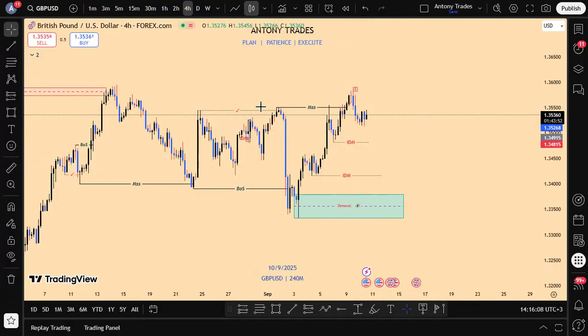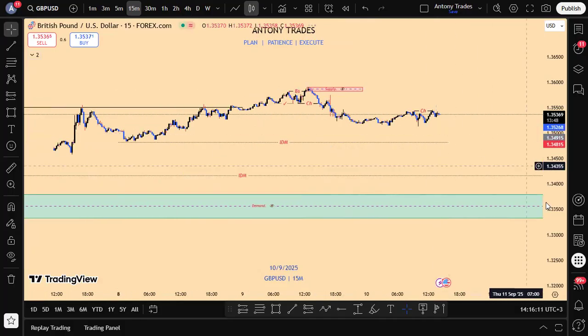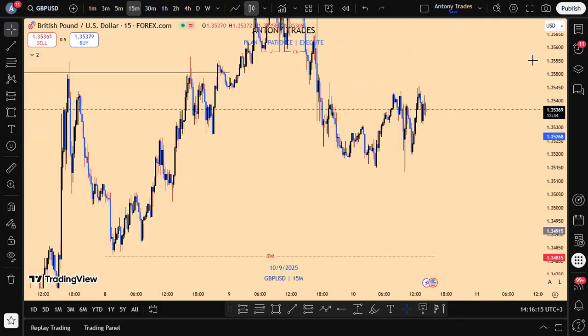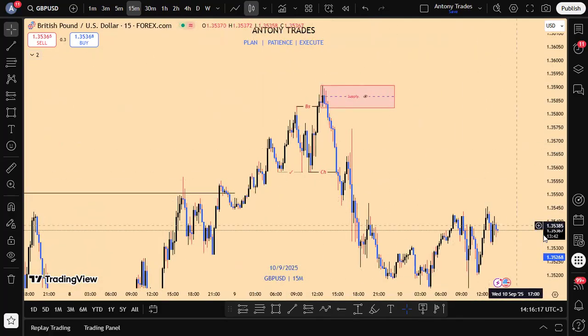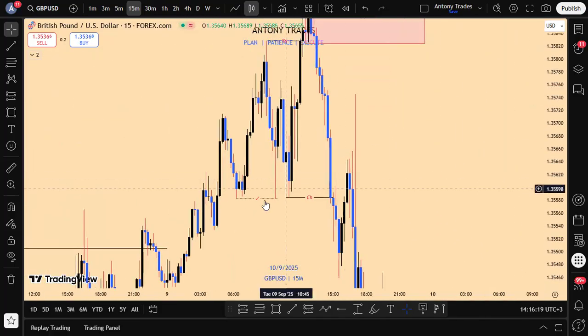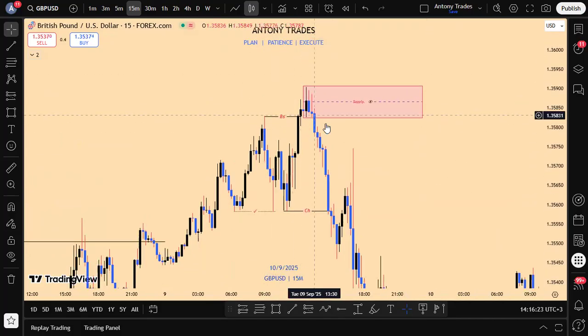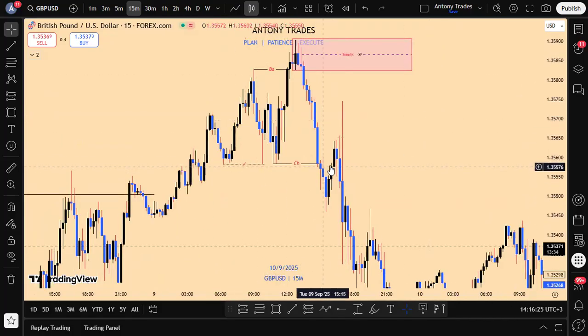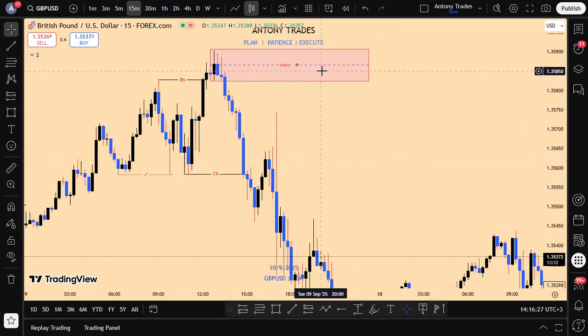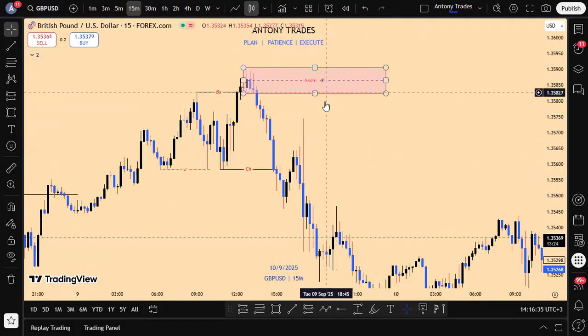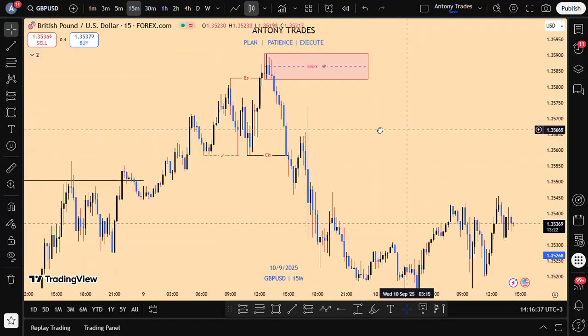So let me go to the 15 minutes time frame and show you the setup that I had. So this is what I had. If you zoom in here, you can see we had a sweep of liquidity, then a break of structure, then later on we had a change of character. So I was expecting the market to come to this point of interest, then I sell from here. But unfortunately, market never retraced to this point of interest. So I also ended up missing that trade.